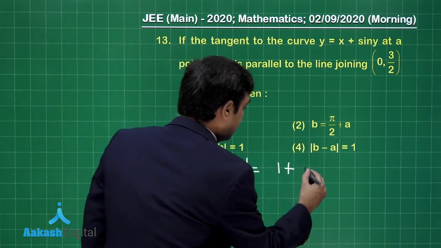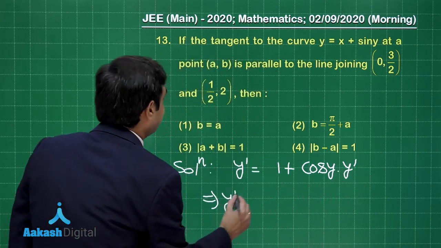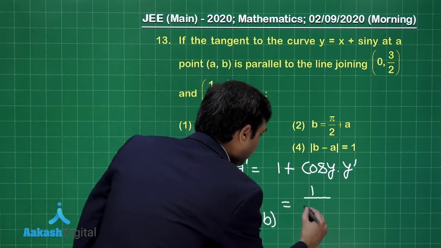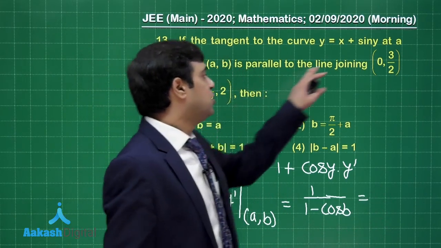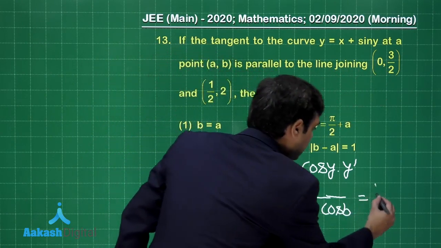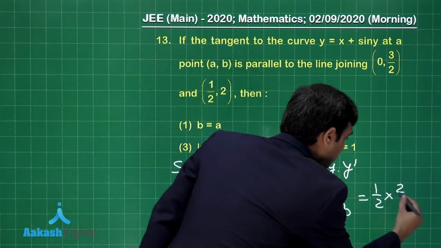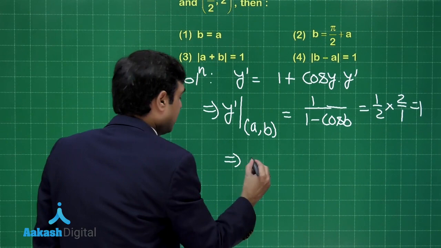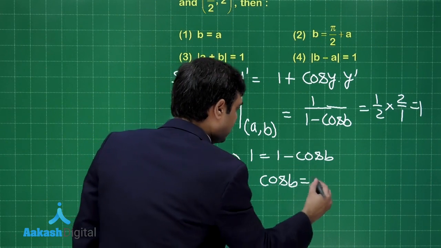1 plus cos y into dy by dx. That means dy by dx at a comma b is equal to 1 upon 1 minus cos b. This must be equal to the slope joining these 2 points. That means 2 minus 3 by 2, that is half, divided by half minus 0, that is half. Correct? Just cross multiply. This gives you 1 equals 1 minus cos b, or cos b is equal to 0.